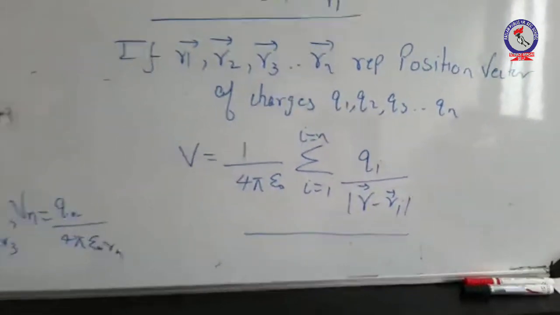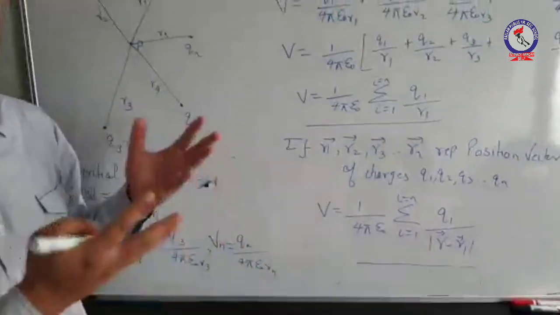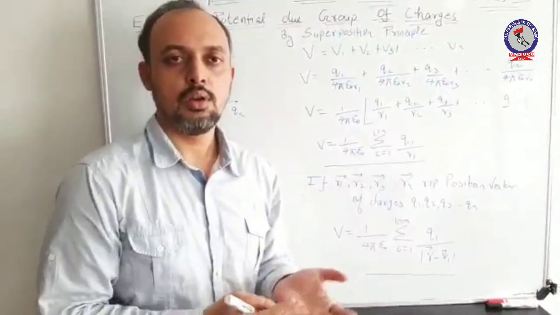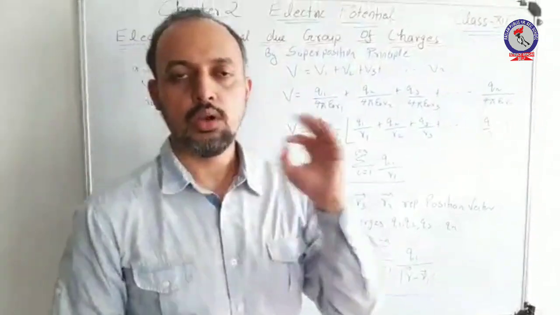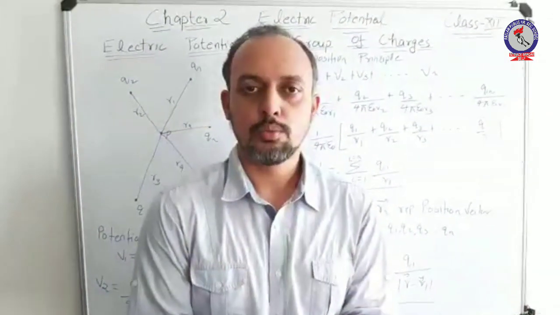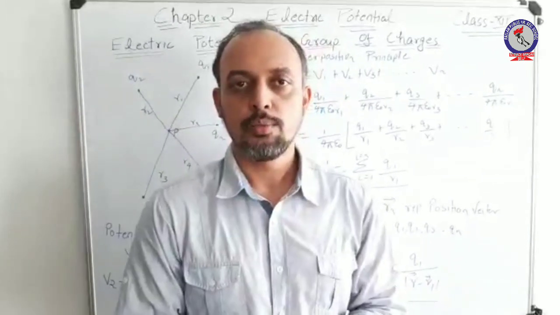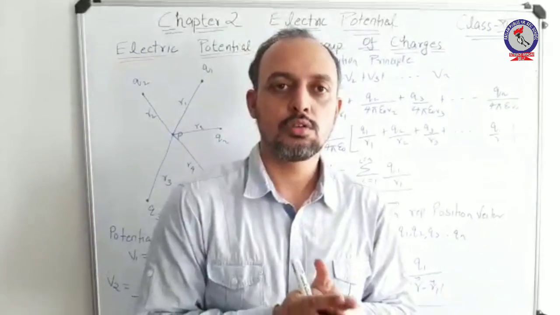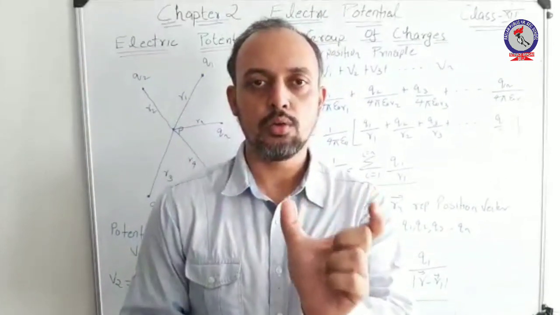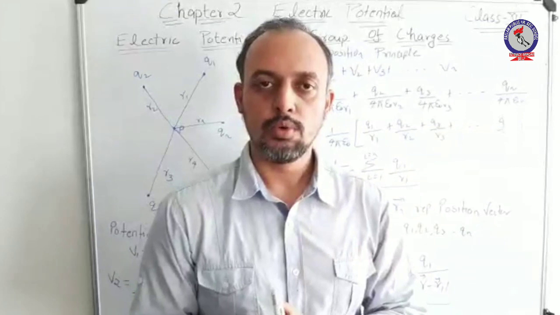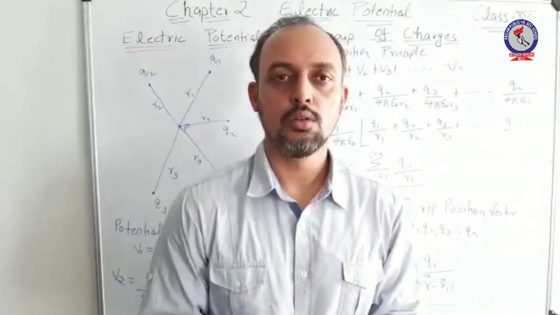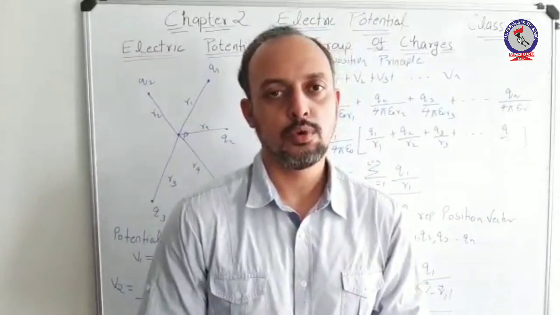So you should remember this concept. This was a simple concept. As you can observe, we calculated the individual potentials due to all the charges and applied the superposition principle. After applying the superposition principle, we simplified the expression to get a defined value. I hope you have gone through this concept well. This was all about the concept of electric potential due to a group of charges.